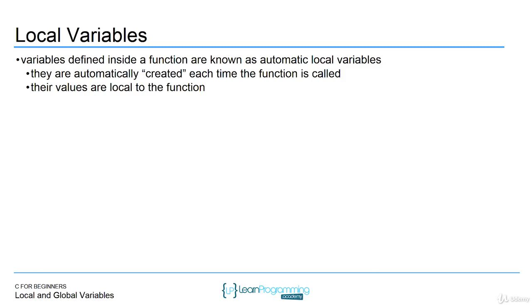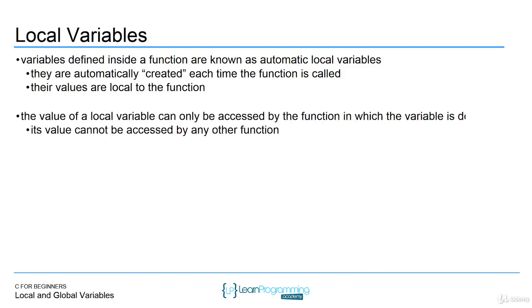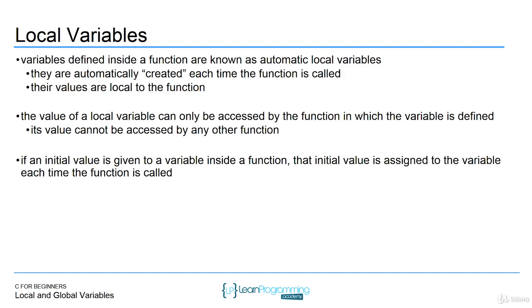Also, any values and the access to that variable are only local to the function. You can't access that variable outside of that function. So the variable cannot be accessed in other functions if it's local to a specific function. It's only accessible from where it's defined. If an initial value is given to a variable inside of a function, that initial value is assigned to the variable each time the function is called.